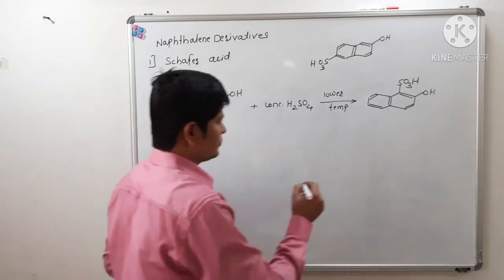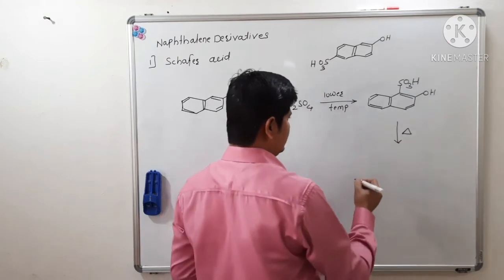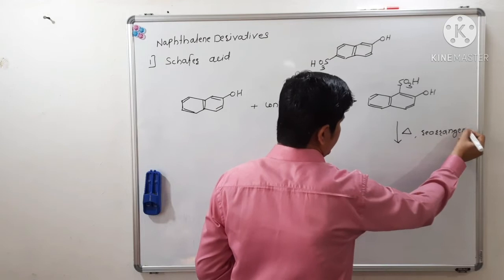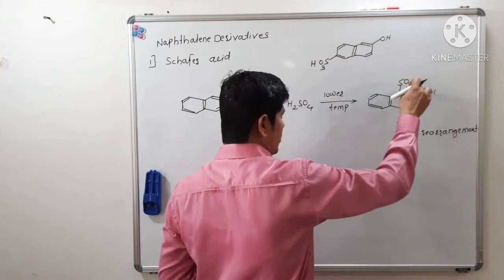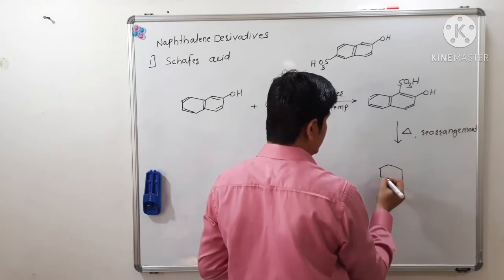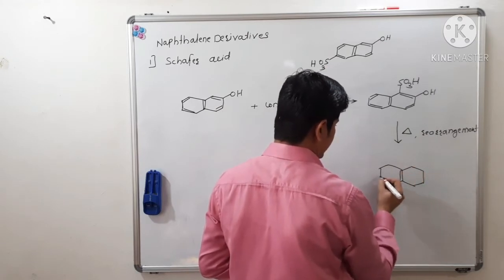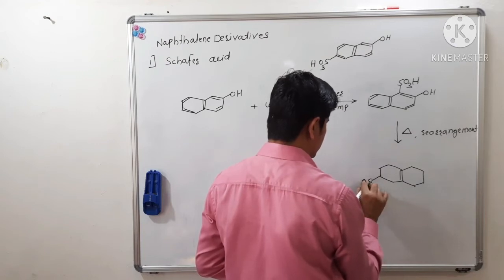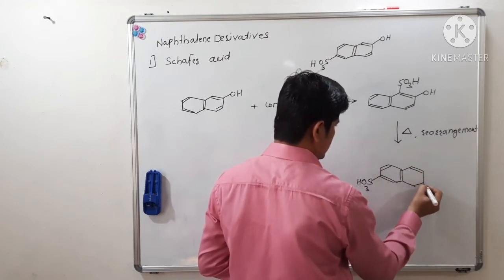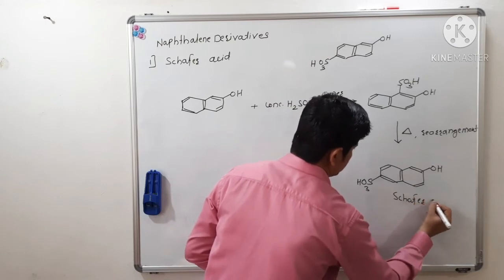Now in the second step, this is heated and there will be a rearrangement. The sulfonic acid group will get migrated to position number 6. So this is the final acid.